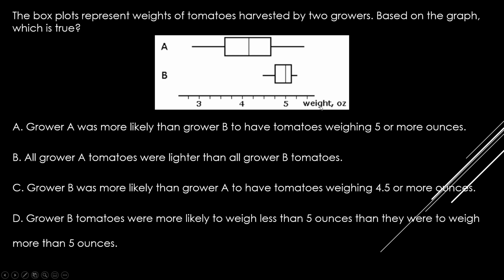So grower B is more likely than grower A to have tomatoes weighing 4.5 or more ounces because the majority of these tomatoes here are bigger than 4.5 ounces.